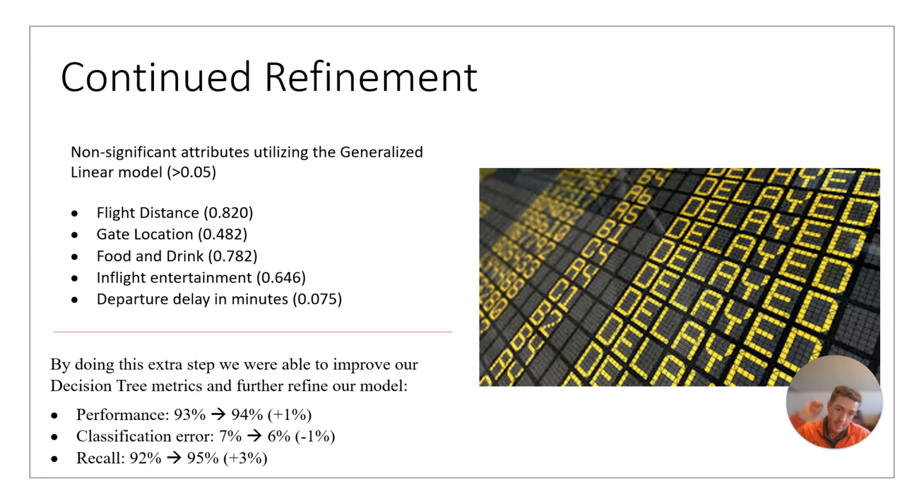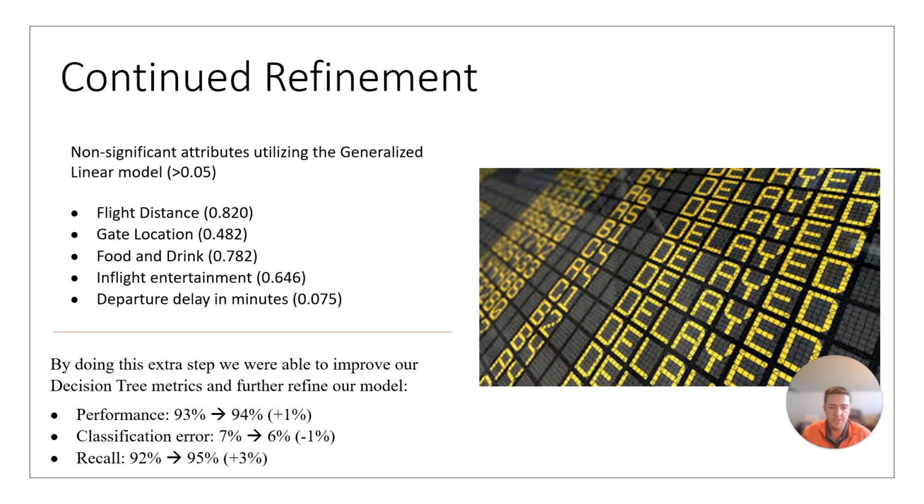Continued refinement of the data. Another benefit of leveraging the auto model process is to utilize features of certain models that might not be available in others. For instance, the generalized linear model can measure p-values, which can help us refine the data to only measure statistically significant values. After reviewing the results of the generalized linear model, the following attributes were found to be not significant in determining satisfaction with a p-value of greater than 0.05: flight distance, gate location, food and drink, in-flight entertainment, and departure delay in minutes.